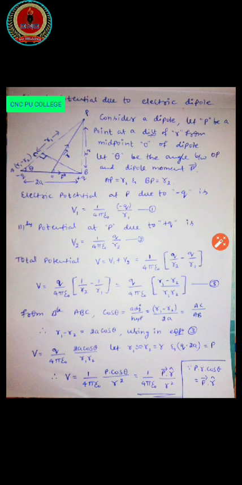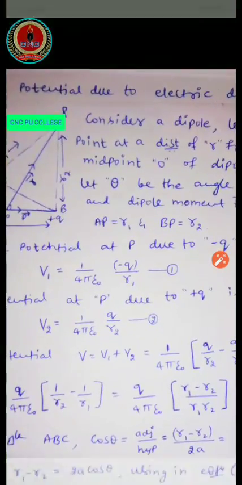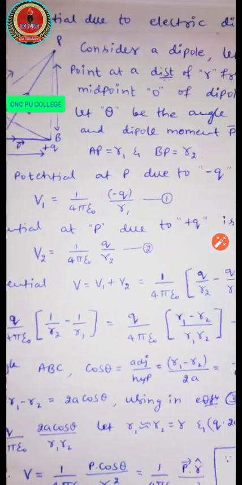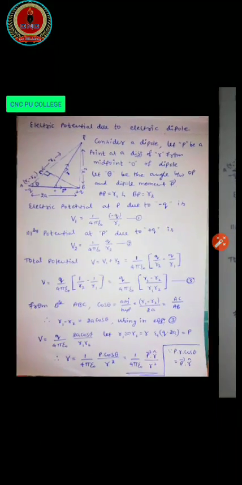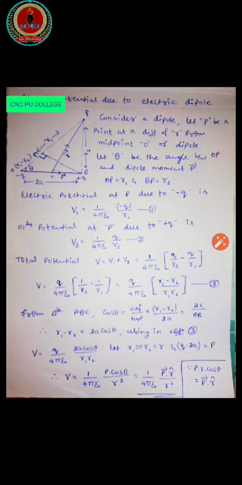Now we have to derive the expression for electric potential due to electric dipole. Already we are aware of electric dipole: two equal and opposite charges separated by a small distance, we call it an electric dipole. And we must recall the definition of dipole moment, where we have the equation form of the dipole moment.